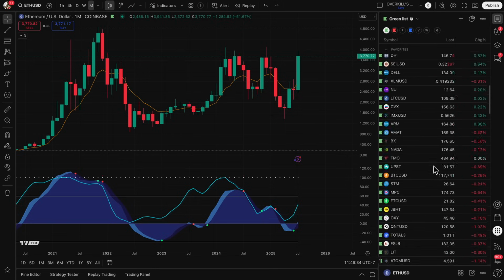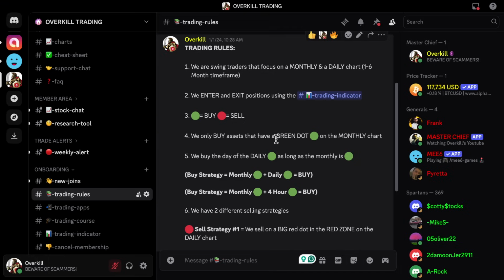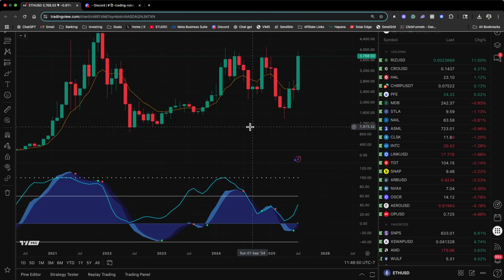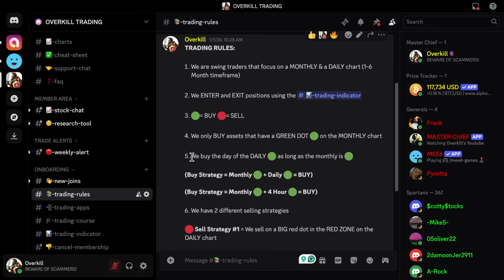So it's never on my watch list, or I'm never looking to buy something unless the dot is green on the monthly. If it's red, we just simply have to be patient and wait for it to flip to green, because the green dot tells us that the direction is in our favor, and those are the assets we are looking to buy. So after you get the green dot on the monthly chart, okay, the monthly chart, that's the most important time frame. We need to be green. We then look to the daily.